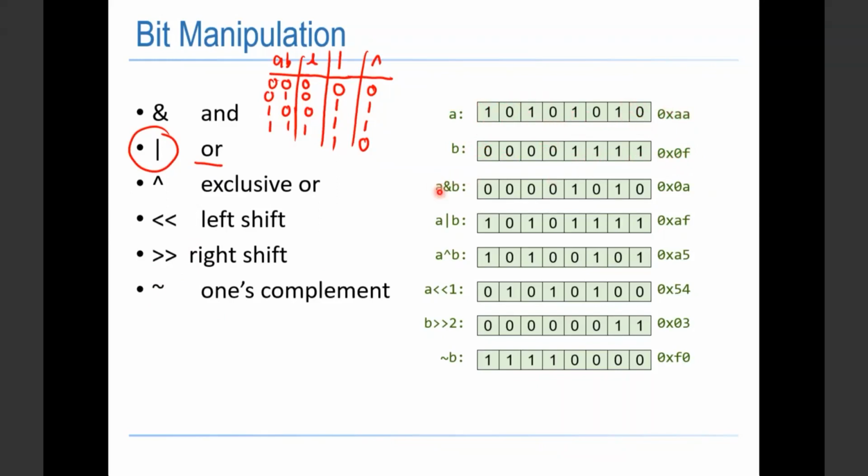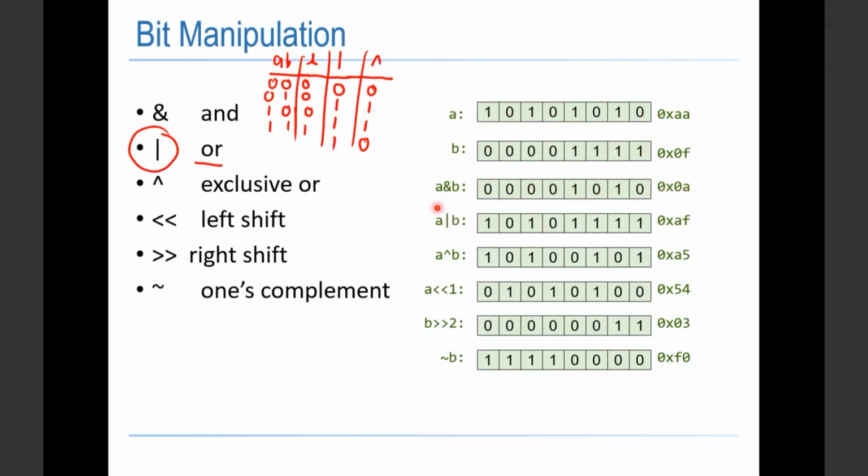Okay, now the first one is A AND with B. That means you're going to do a logical AND of A with B. First you do the logical AND. 1 AND with 0 will produce 0, based on this truth table here. 0 AND 0 gets 0. 1 AND 0 is 0. 0 AND 1 is 0. 1 AND with 1, you get 1. 0 AND 1, you get 0. 1 AND with 1, you get 1. 0 AND 1, you get 0. Then the final answer will be 0A after you convert back to hexadecimal.